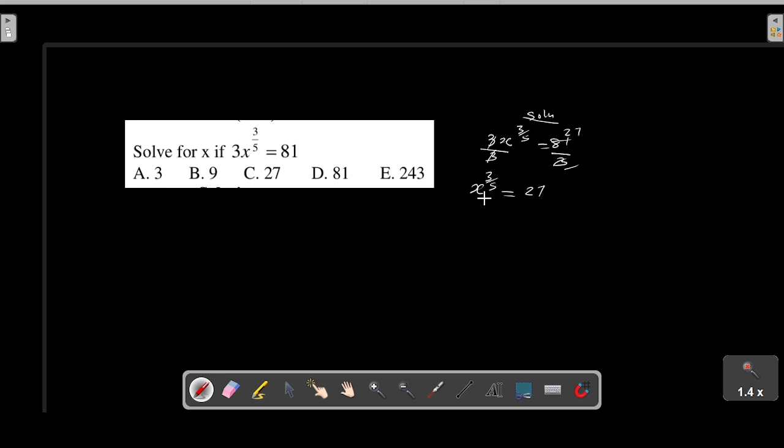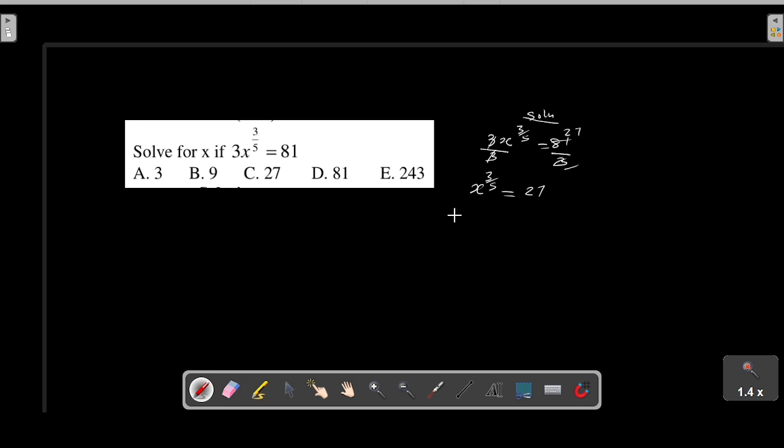To solve this question, it's quite simple. To get the value of s, you have to raise both sides to the inverse of this power of s. What I mean by this is that the inverse of 3 over 5 is 5 over 3. So we raise this side to the power of 5 over 3, and also this one to the power of 5 over 3, which is the inverse of 3 over 5.